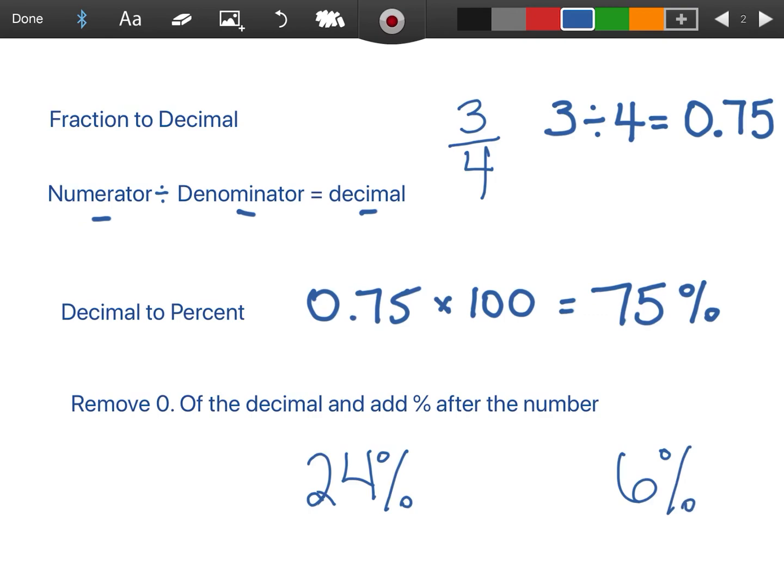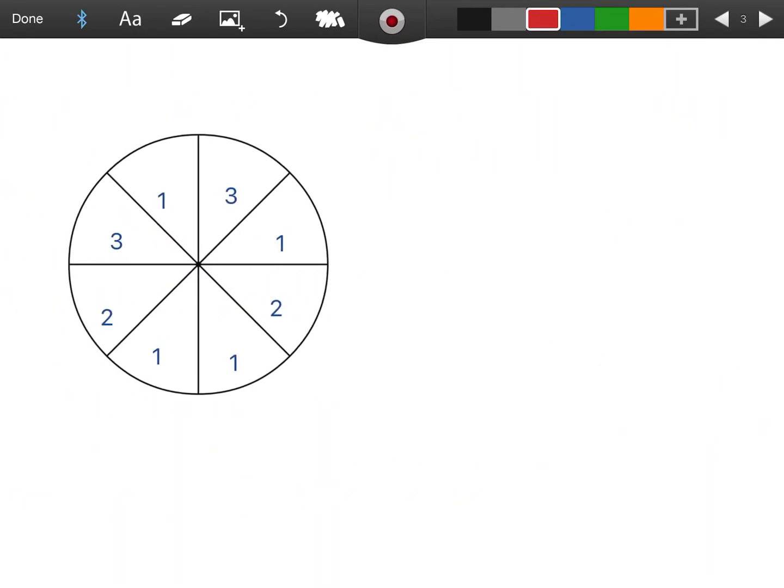Hopefully that helps you with going from fractions to decimals to percents, because that's what we're going to be looking at. We're going to be expressing probability as a fraction and expressing it as a percent. Okay, so here we go.